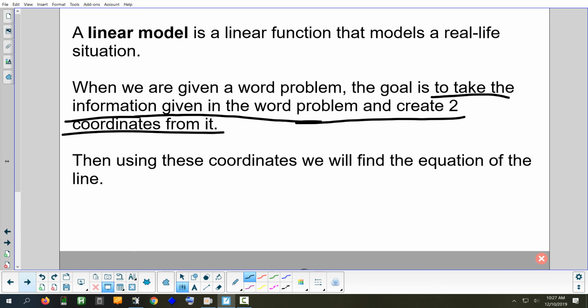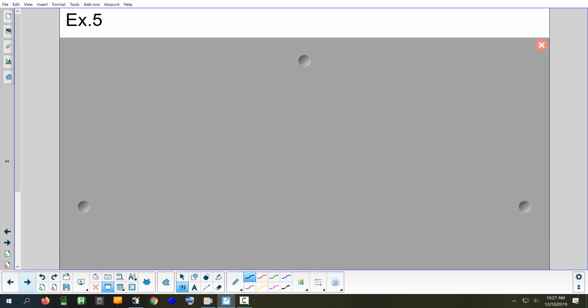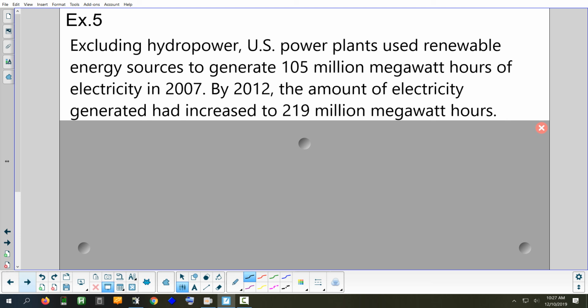Does everybody have what's after the word then? Okay. Do you guys already have the hydropower written on yours? Yes. Okay, you already got it.